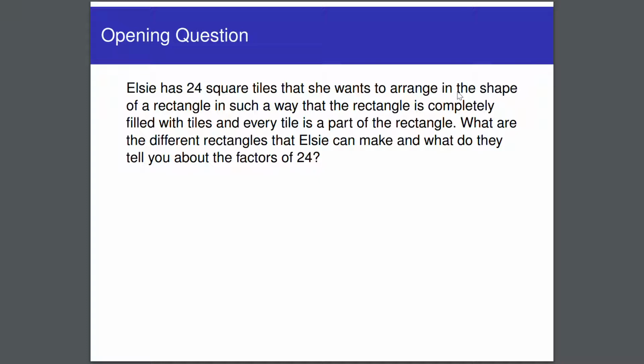Elsie has 24 square tiles that she wants to arrange in the shape of a rectangle in such a way that the rectangle is completely filled with tiles and every tile is part of a rectangle. What are the different rectangles that Elsie can make, and what does that tell you about the factors of 24? So go ahead and take some time to do this.